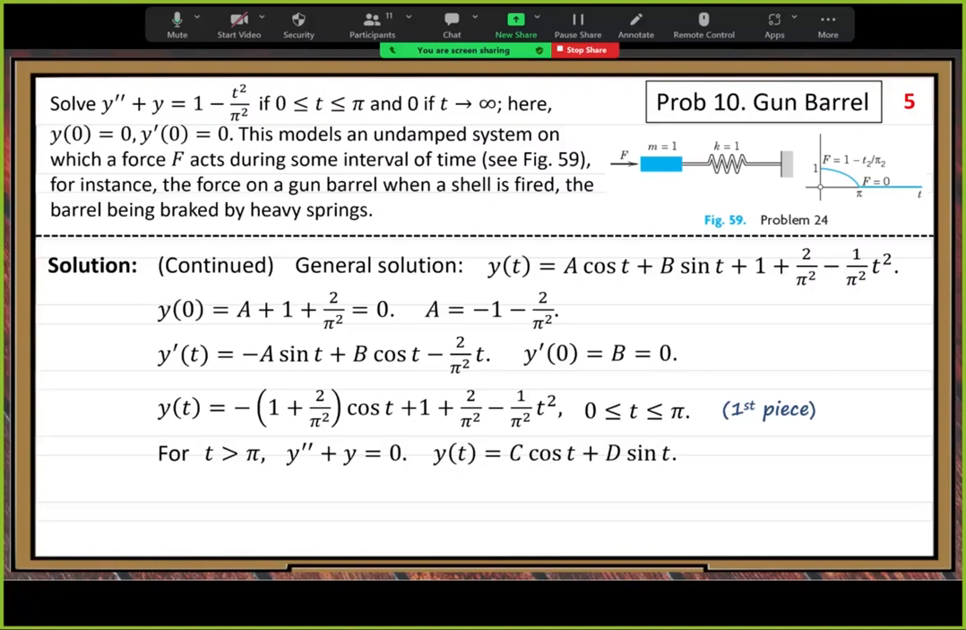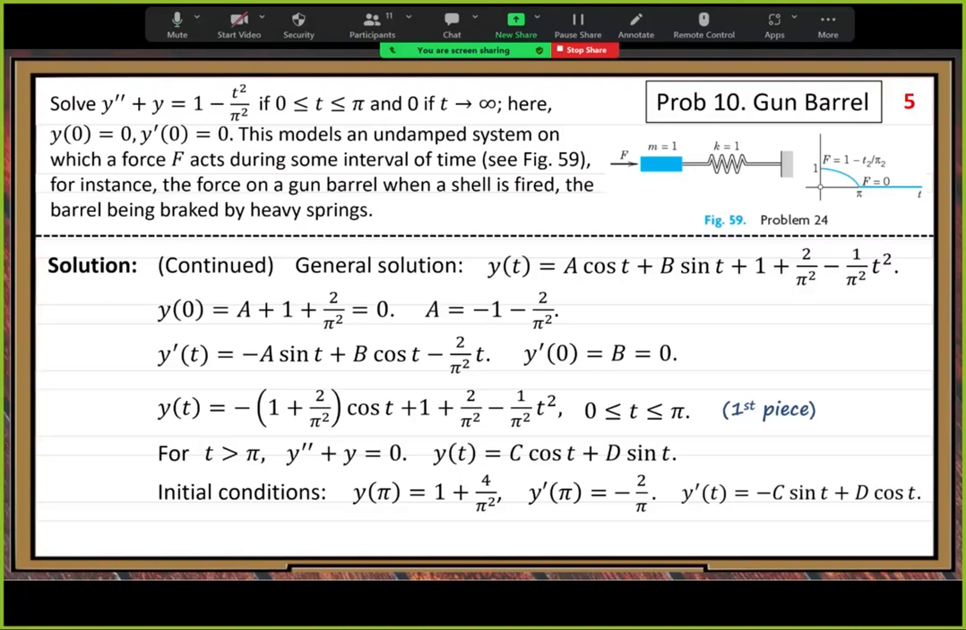So we take the values at pi from the first piece: plug in pi into the first piece solution, and y prime also from the first piece. So we get initial conditions for the second piece. Then we plug in pi, and the constants should be the same as these two values. Y prime, then plug in pi, so we get a capital C. Plugging pi into the derivative, we get that.